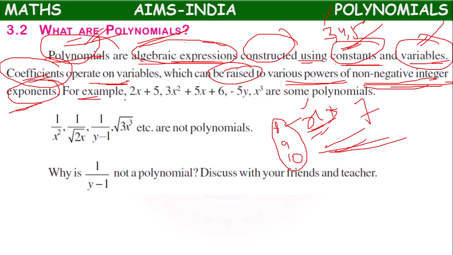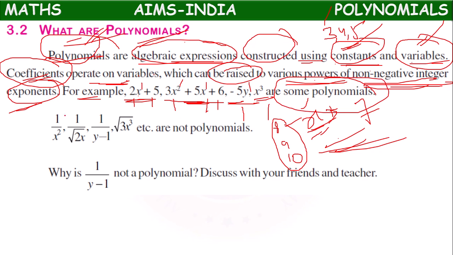So for example, 2x plus 5, 3x square plus 5x plus 6. Here, the first has two terms, the second has 3 terms. Minus 5y, 1 term. x cube, 1 term. These all have variables and constants, and in each expression the variable is raised to a positive exponent. So these are all examples of polynomials.